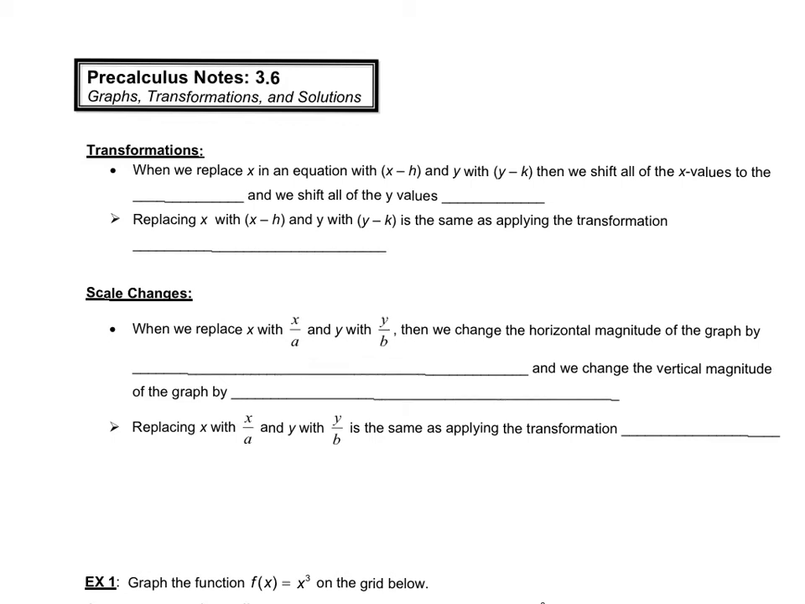Hi guys, so for 3.6 we are going to be talking about transformations of functions that we already know solutions to and then figure out what those transformations tell us about our new solutions for a transformed graph. So let's just jump right in so you have actual examples here. So this starts making sense.